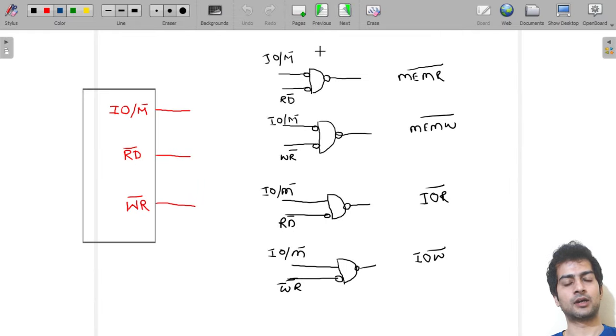So now we have seen that how we are doing multiplexing of address and data lines. Now we are doing one more multiplexing here, while doing memory read or memory write or input output read or input output write. We are doing one more multiplexing.